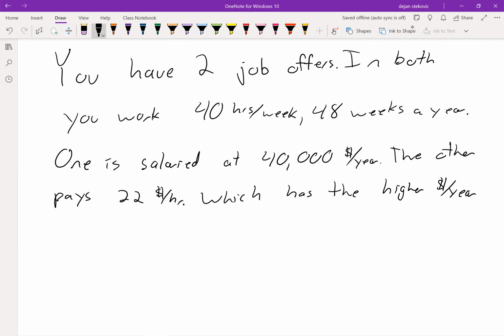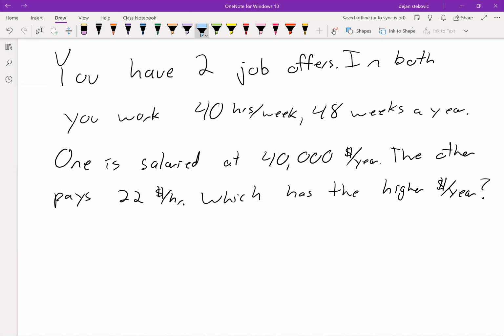So in this question, we're going to say that you have two job offers. In both of them, you're going to work 40 hours per week, 48 weeks a year, just to keep it nice and simple. One is salaried at $40,000 per year. So if you don't know what salaried means, basically that's the amount of money that you're going to make no matter what. And then the other pays $22 per hour. Which one has the higher pay or the higher dollars per year?